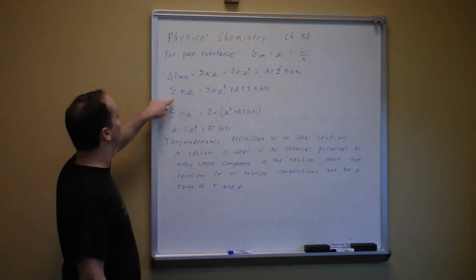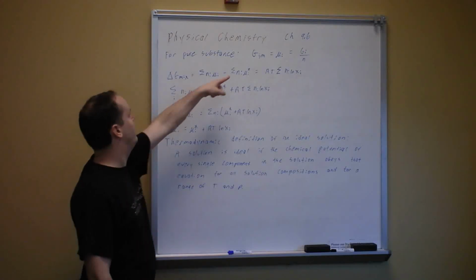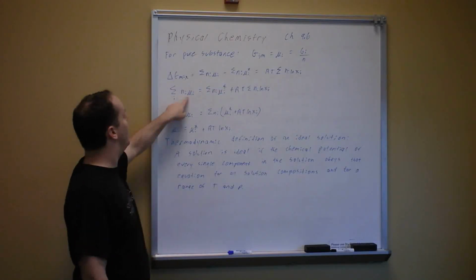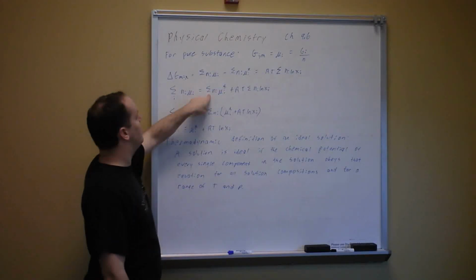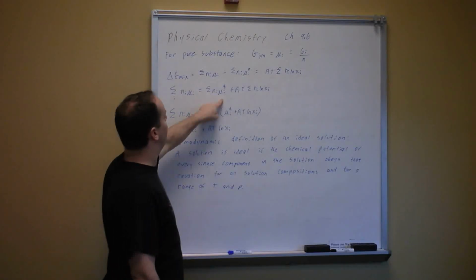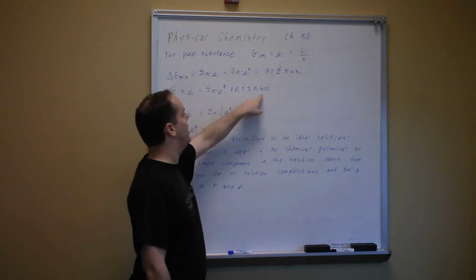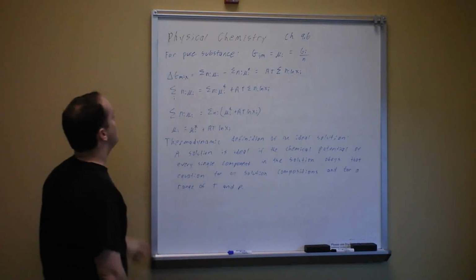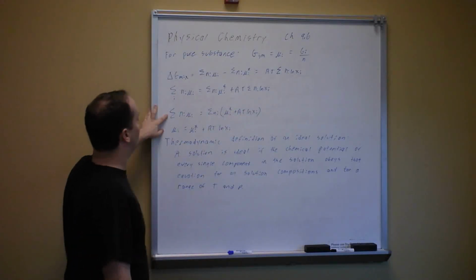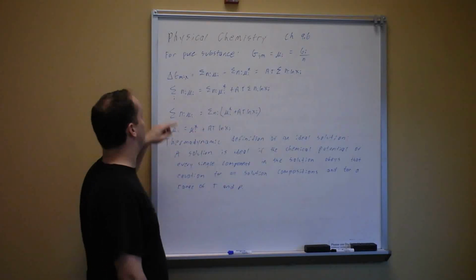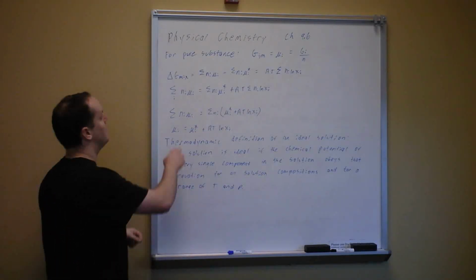Remember, this sigma is summation notation. So we're going to have the sum over I, which is kind of explicit up here. But anyway, the sum of Ni times mu I is going to be equal to the sum of Ni times mu I star plus RT times the sum of Ni natural log of Xi. So what we're going to do is distribute the summation notation, basically, and combine the terms.